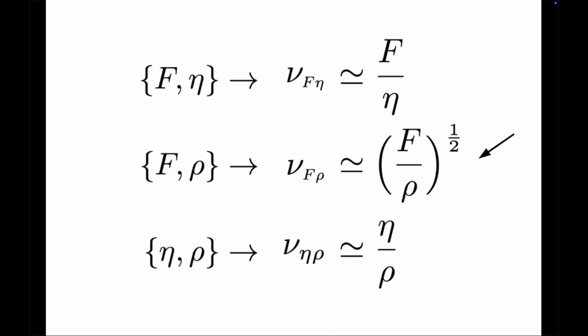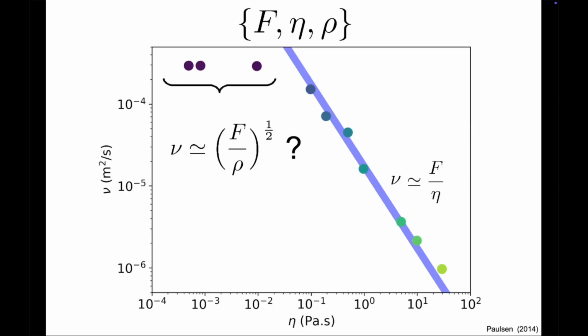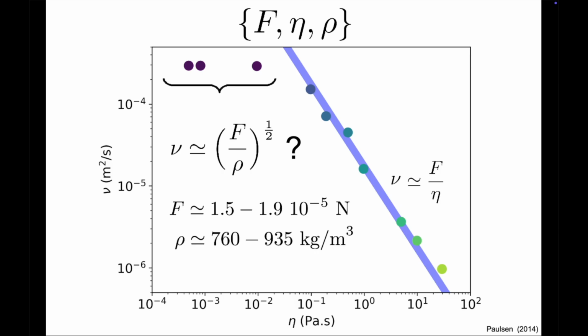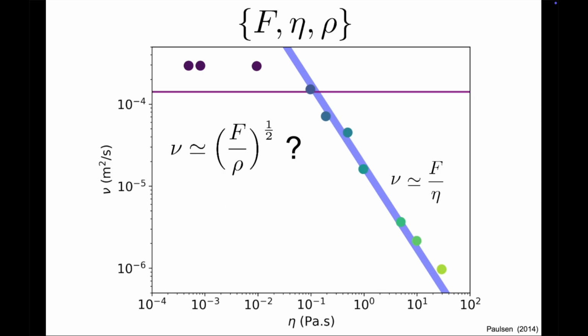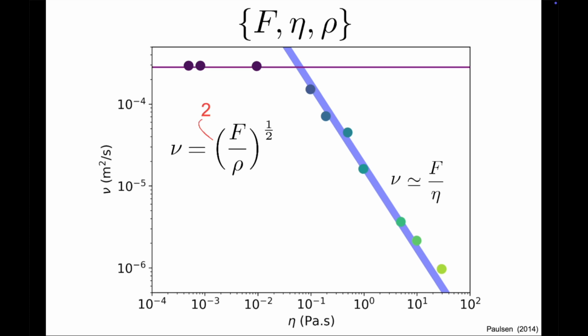Can the second one explain what is seen at low viscosities? It is the only one that does not depend on the viscosity. Let's try. For these 3 data points, the force only varies slightly between 1.5 and 1.9 times 10 to the minus 5 newtons. The density of the oil surrounding the bubbles is between 760 and 935. Taking the square root of the ratio of these 2 mechanical quantities, we get an estimate for the resulting diffusivity. The agreement with the data is not perfect, but it can be fixed by adding a numerical prefactor around 2.